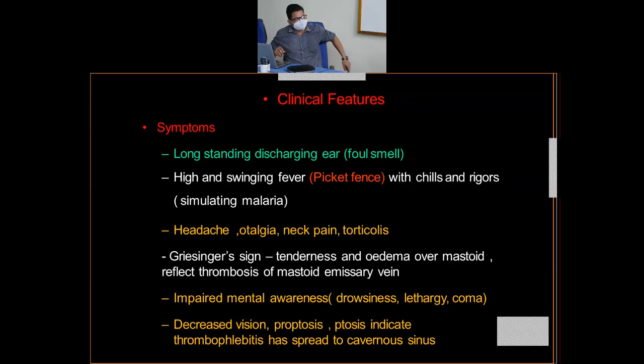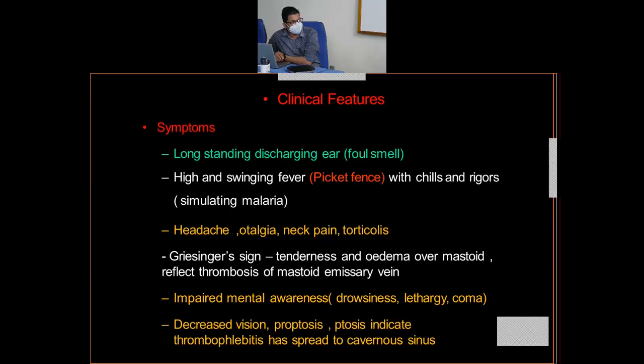The clinical features and symptoms are similar to what I already told. There will be foul smelling discharge and high picket fence fever. In sigmoid sinus thrombosis, you will get picket fence fever. You should know the characteristics of picket fence fever, because in the final exam they may ask what is picket fence fever and where you find it. This you can find in sigmoid sinus thrombosis.